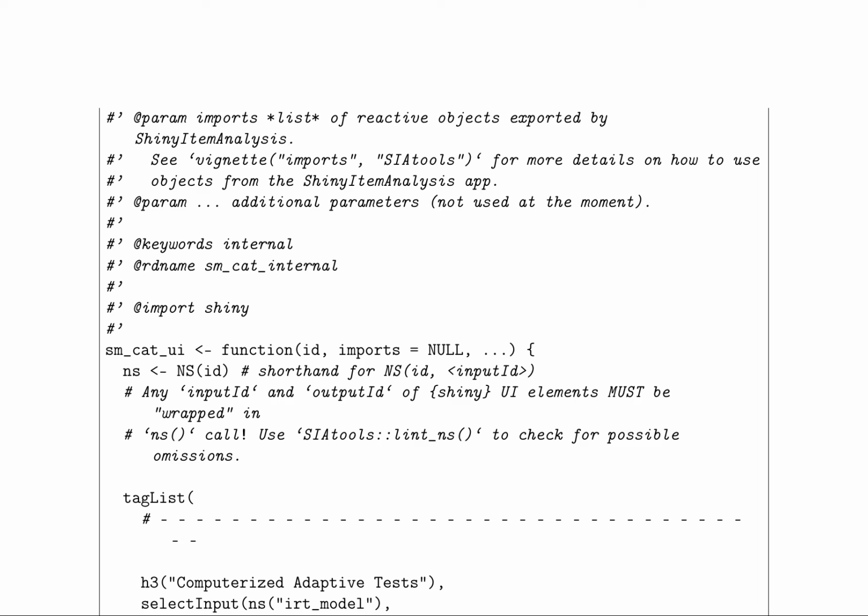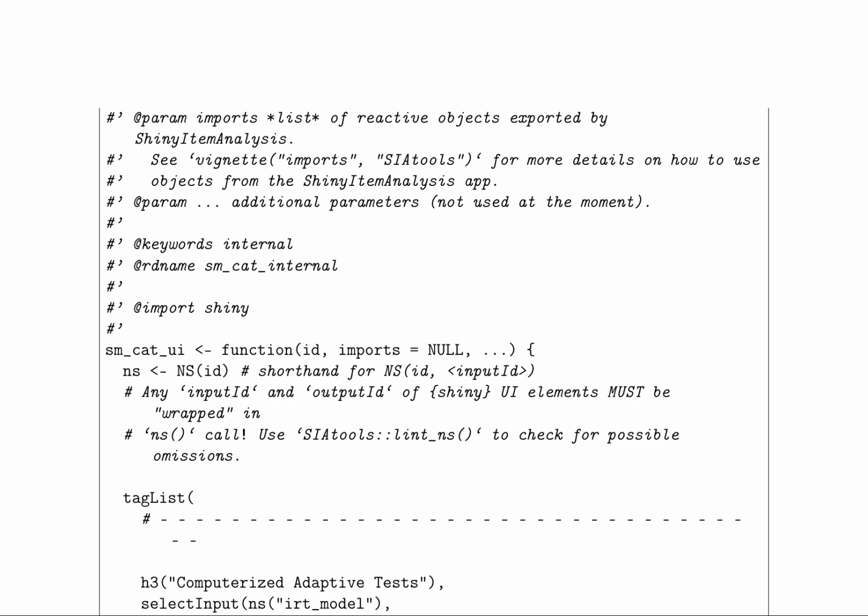The sm_cat_UI function in the ShinyItemAnalysis application is designed to create a user interface for computerized adaptive tests. It requires an id and imports as parameters, with the option for additional parameters. This function utilizes the ns function to generate a namespace for UI elements, ensuring that all input and output ids are properly wrapped in this namespace.